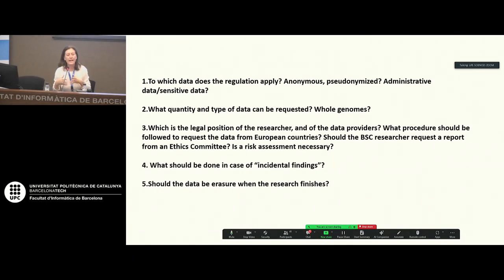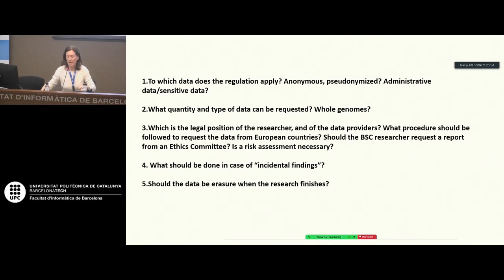Which is my legal position? Who am I in this map? And according to this, which are my obligations? What do I have to do? If I find something important for the health of the subject during my research, what do I do? And what can I do with the data after the project?